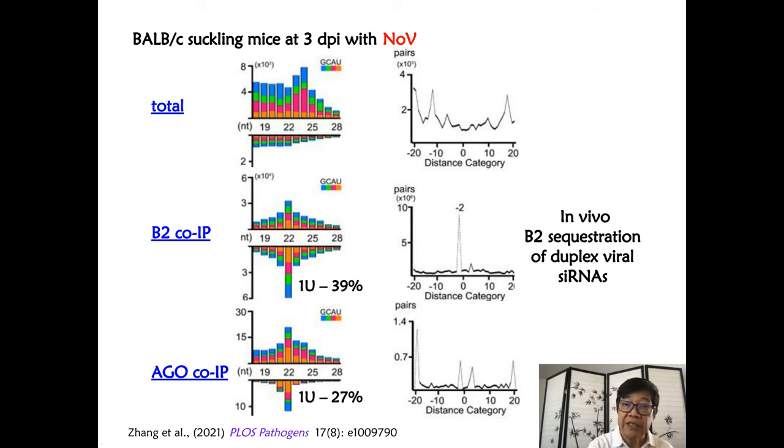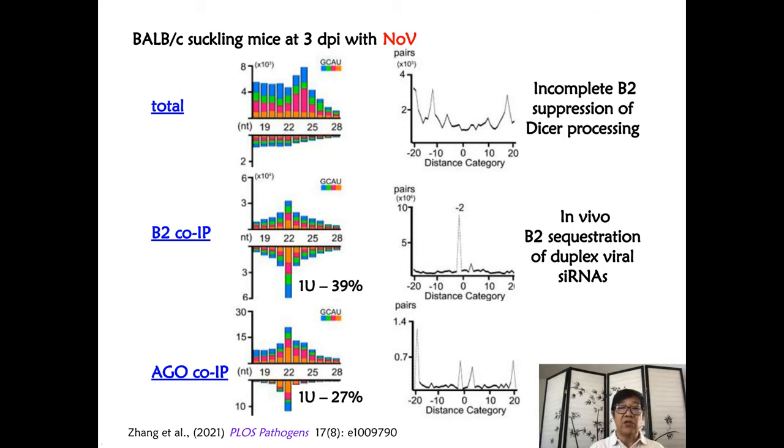So there is a second function for B2 shown by this set of data: B2 binds to small RNA duplexes and prevents loading into the RISC complex. However, this study also shows that B2 suppression of Dicer processing is not complete. So there are actually some siRNAs produced, but not loaded into Argonaute.